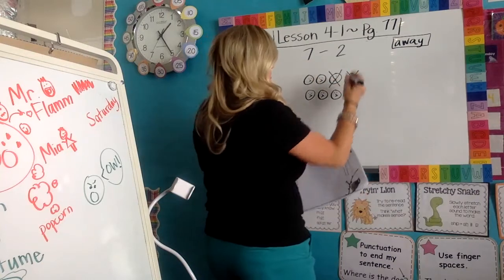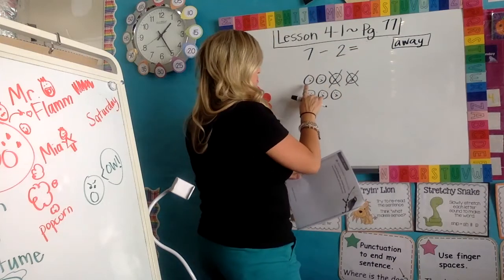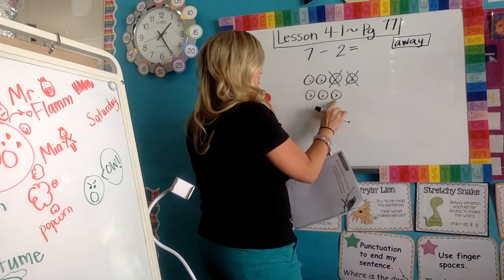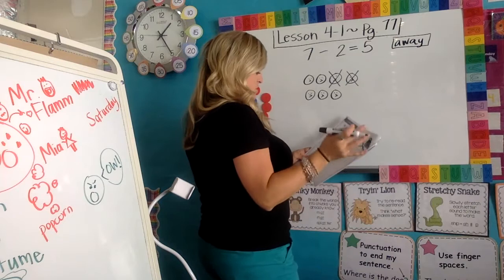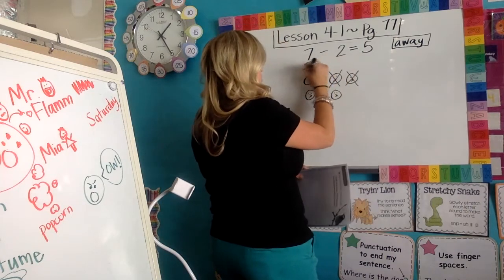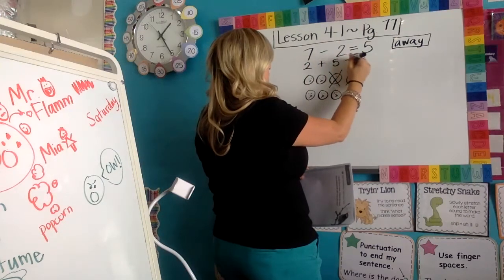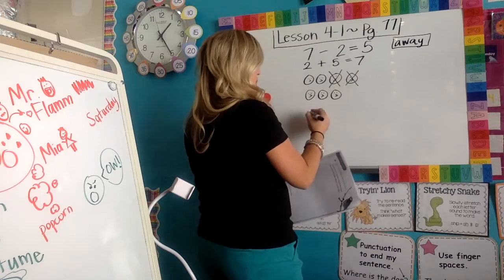Now I need to know what 7 minus 2 is. I'm going to count the leftover birds. 1, 2, 3, 4, 5. I have 5. If I know 7 minus 2 is 5, I can flip it to make a fact family and know that 2 plus 5 equals 7. I can keep going with that if I wanted to.